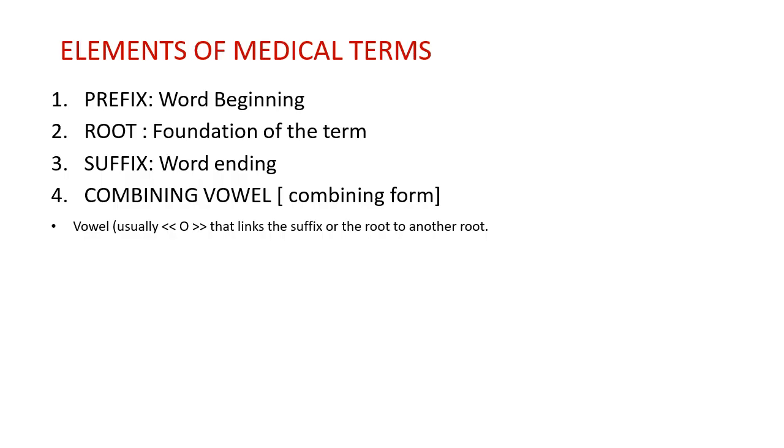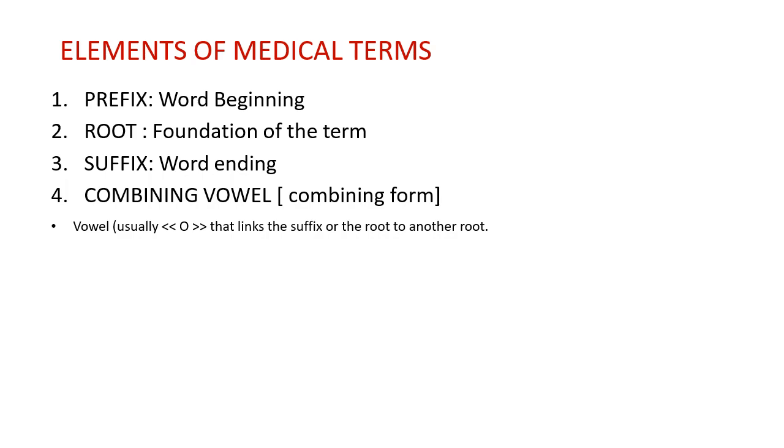And we have the combining vowel, or combining form. Sometimes we need combining letters or vowels to make it easy to understand the meaning of the word. Vowels, حروف العلة, usually mean O; in medical terminology we are using O. Rarely are we using other letters. It makes a link between the suffix and the root. For example, hyper or hypo: here we have the vowel special condition. The vowel is not available.